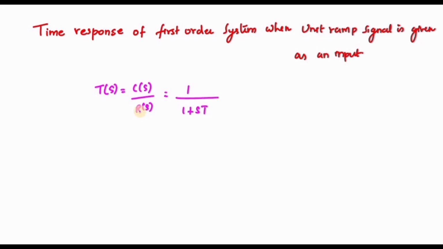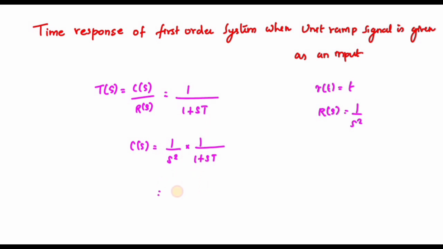Here R(s) is my input. The input is a unit ramp signal. We know that r(t) is equal to t for a unit ramp signal. If I take the Laplace transform, it becomes 1 divided by s square. So I substitute C(s) is equal to 1 divided by s square into 1 divided by (1 + sT).